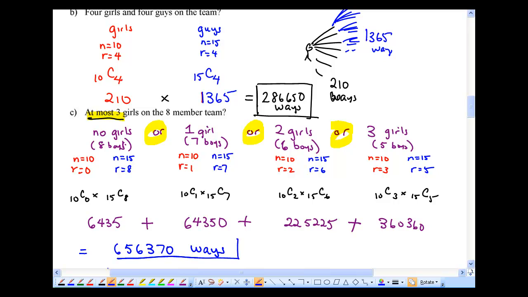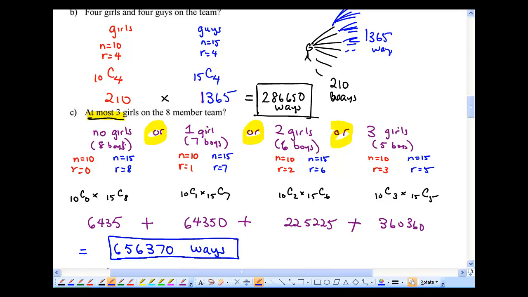That many combinations. So notice we multiply when we had the fundamental counting principle. We have this and that. But when we have the word or, we're trying to include everything, so we add.